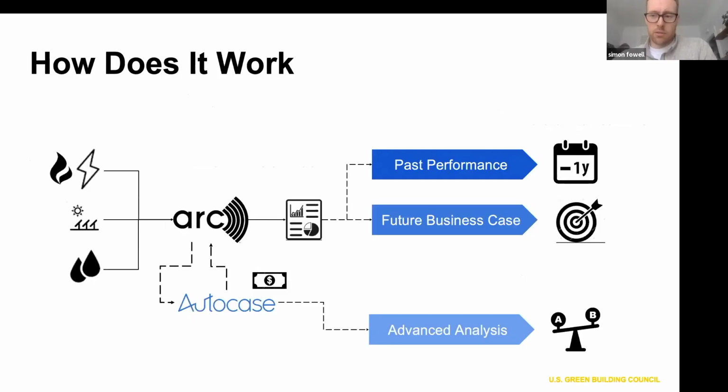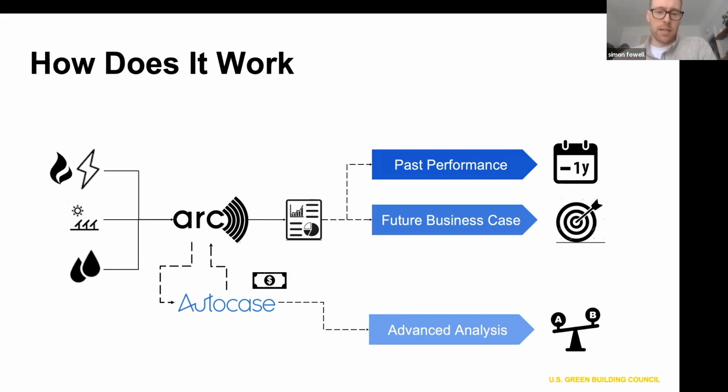So how does the integration actually work? Well, as an Arc user, you're putting in that information to do with energy, water, so on and so forth. That goes into the Arc platform. And then what Autocase is doing is it's running those location specific valuation models, as I just outlined, and quantifying and putting a dollar value to what those are worth.